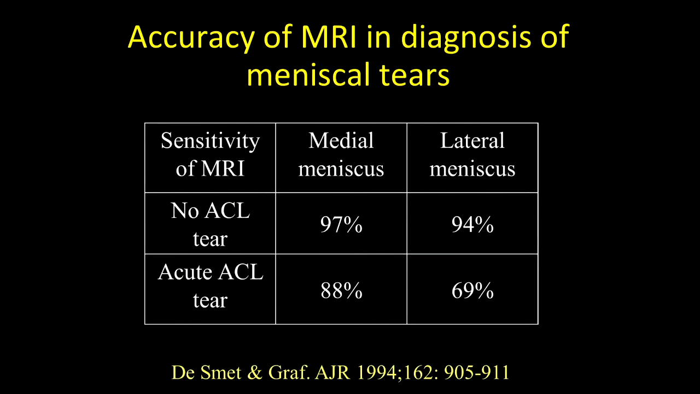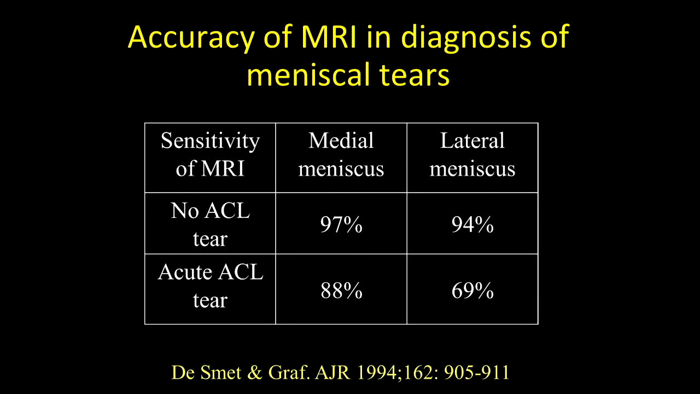So how accurate is MRI in the diagnosis of meniscal tears? You can see that if the patient doesn't have an associated tear of their anterior cruciate ligament, you have a high sensitivity of 97% for the medial meniscus and 94% for the lateral meniscus.